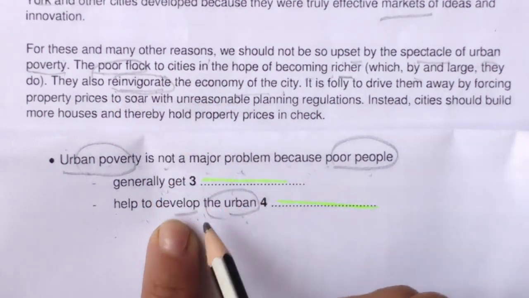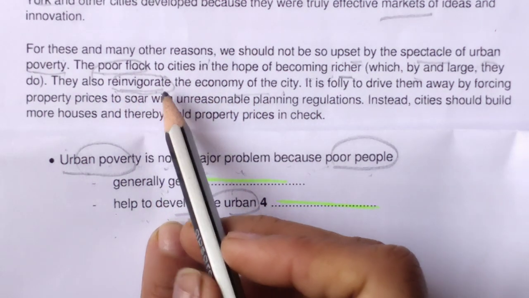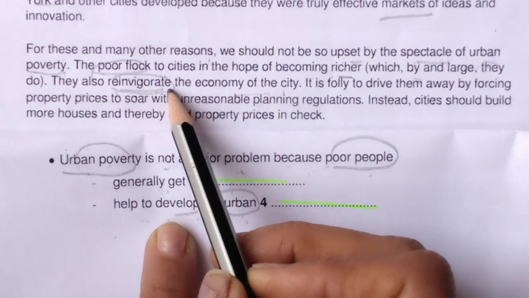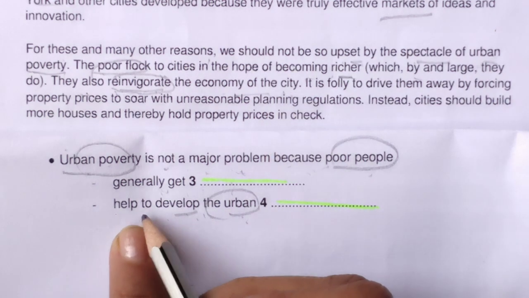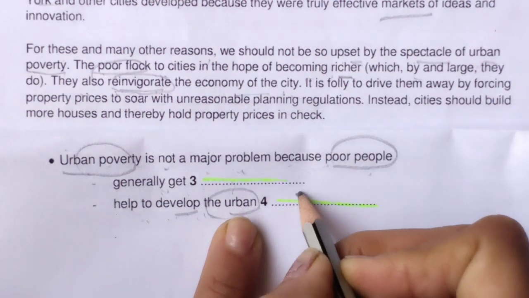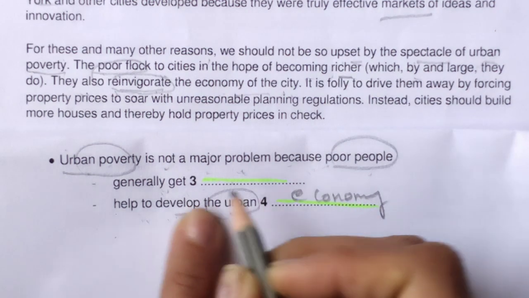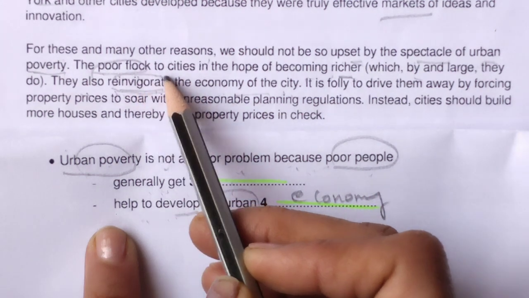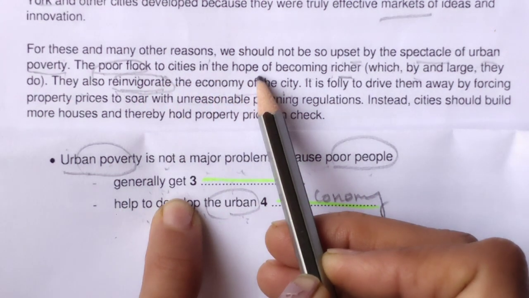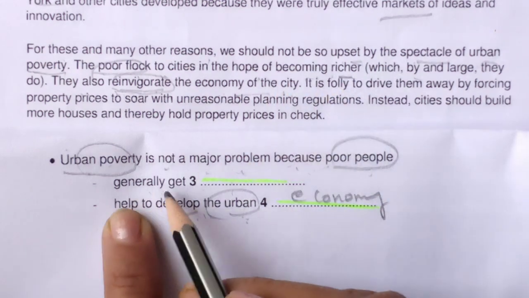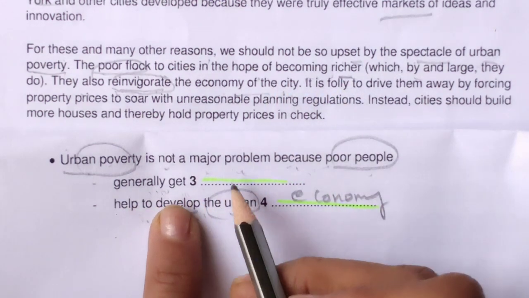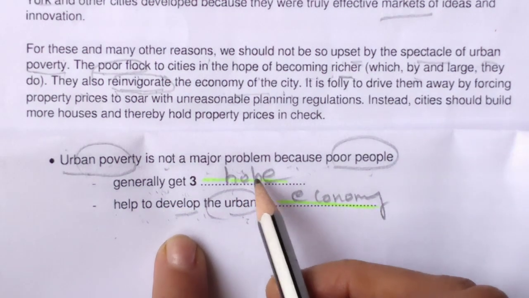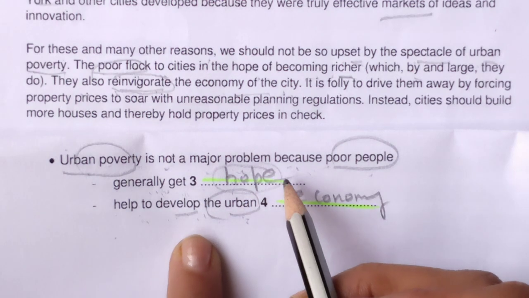So this word means, maybe, I'm not saying this is the correct meaning, develop, they also invigorate the economy of the city, to help develop the urban economy. But what will come here? Because the poor flock to cities in the hope of becoming richer, generally get hope. Poor people generally get hope or richer. No, get hope, I can write it. If it is wrong, please do text me, I will just see it again.